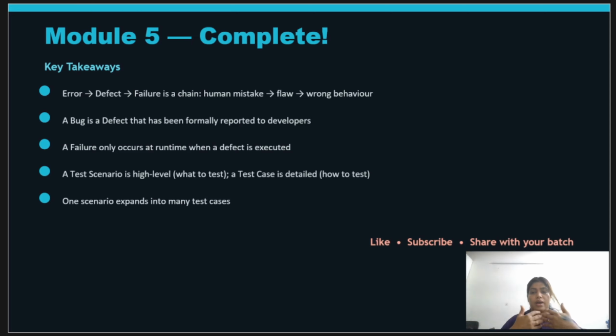Now you have a clear idea about the chain of error, defect, bug and failure, and the design pair, how scenario and test cases are related. In the upcoming modules, we'll be talking about how the defect life cycle works, and also what the different fields are that we fill for it.